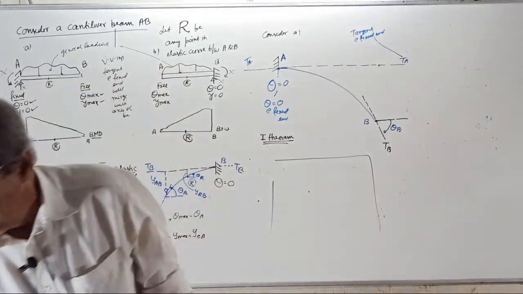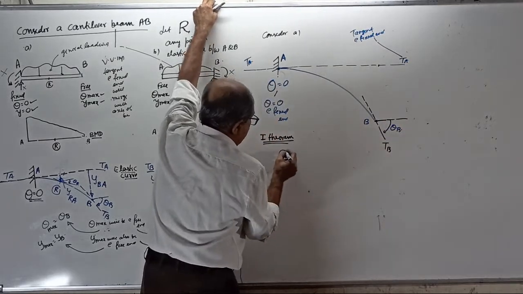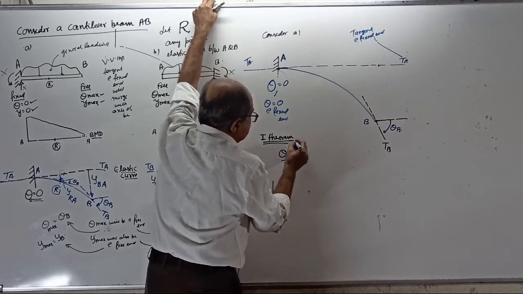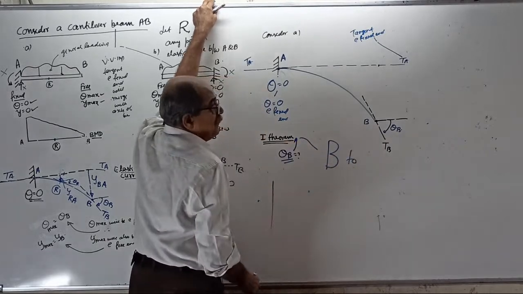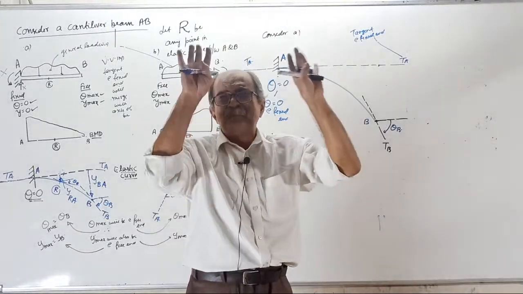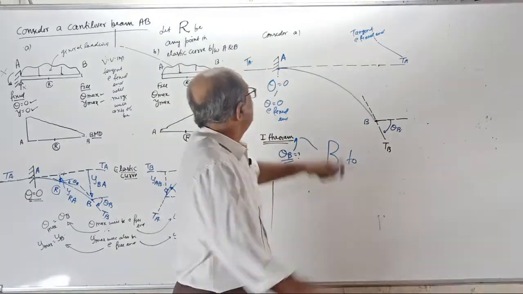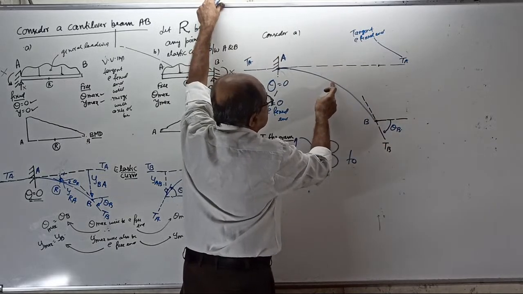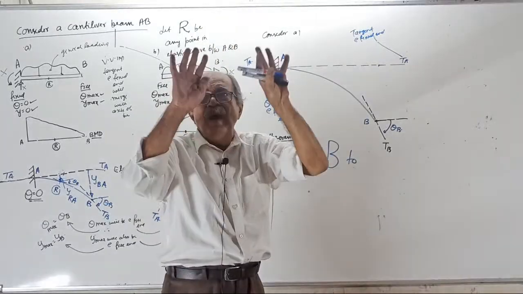Now, I want the slope at B. Therefore, apply the first theorem from B to the other point. The other point for a cantilever is permanently the fixed end. Remember, the first point will keep on changing. If I want the slope here, that is the first point. Other point will always be the fixed end.